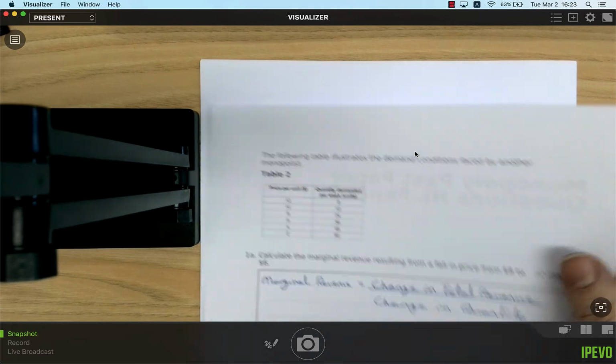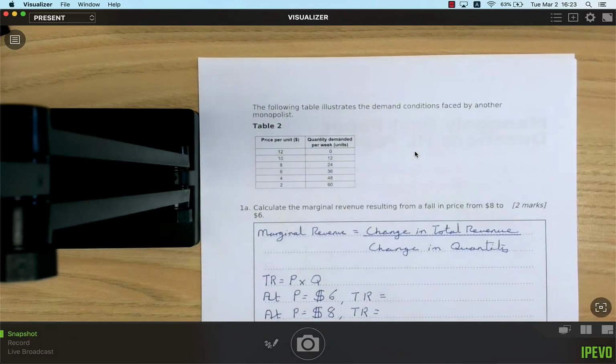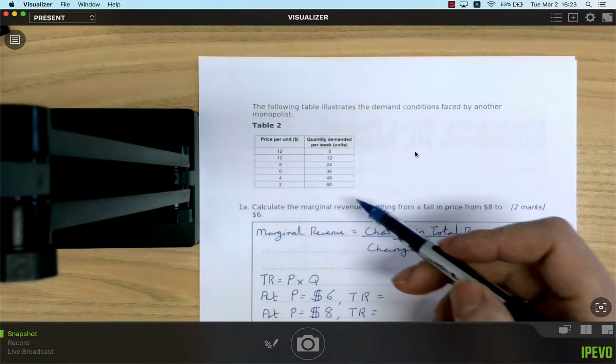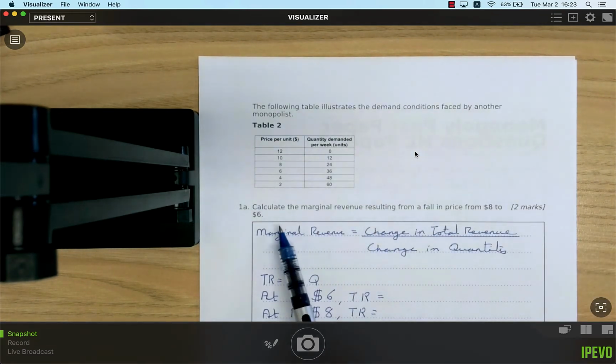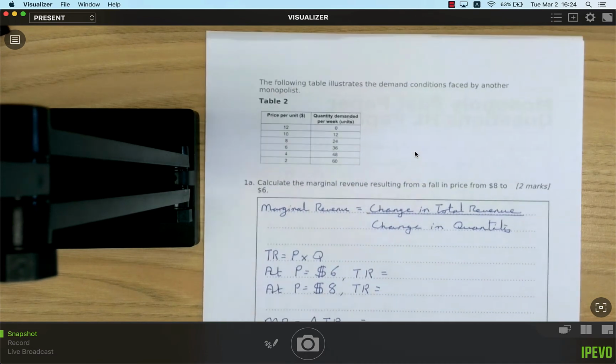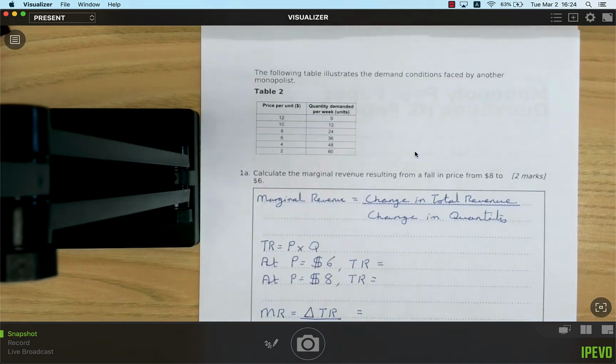So the following data illustrates the demand function faced by a monopolist. We've got prices here and quantities here, and the question asks, calculate the marginal revenue resulting from a fall in price from $8 to $6. Now, the way you calculate marginal revenue is the change in total revenue divided by the change in quantity.